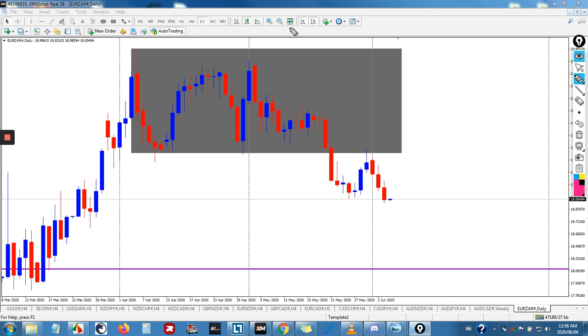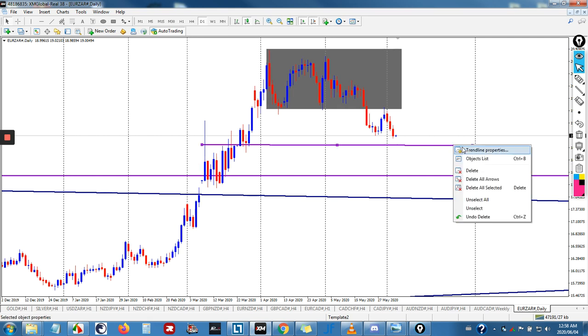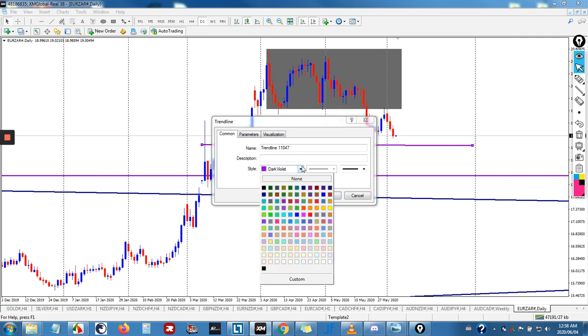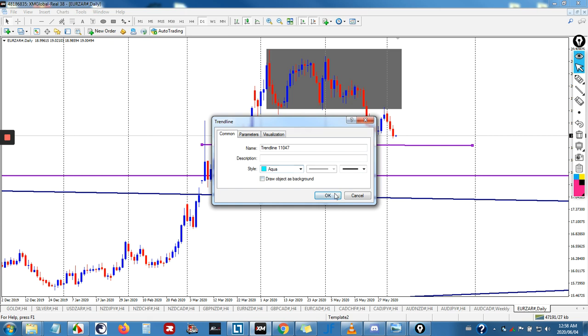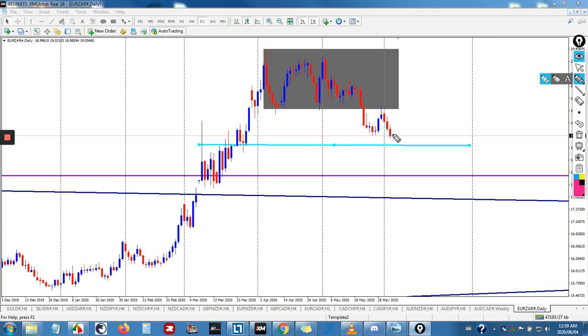It is only this range, and also maybe I can add support and resistance for the daily here. I'll put it here and change the color quickly, because after they broke out on the daily, potentially it can come here and then go all the way back there, and then continue going down.